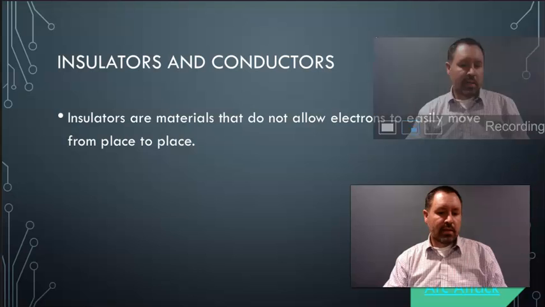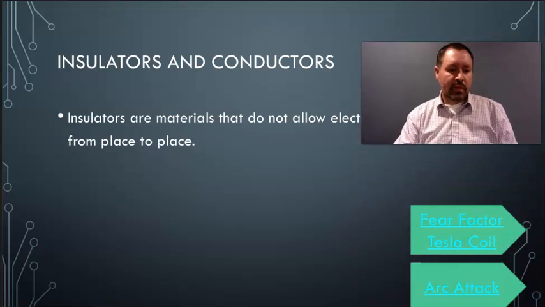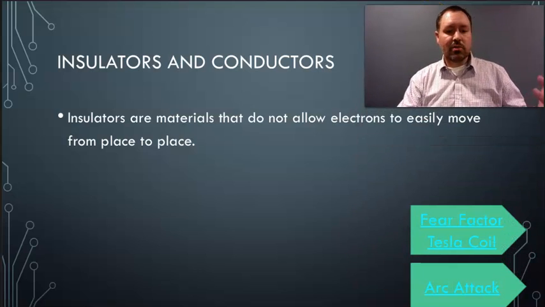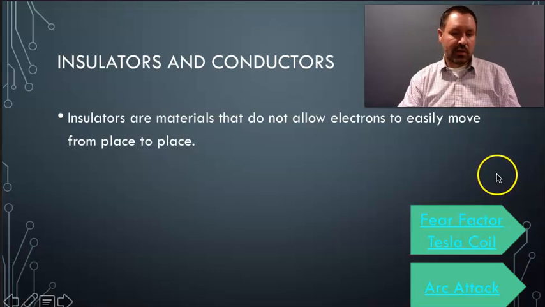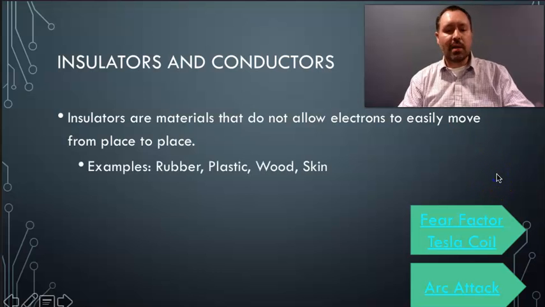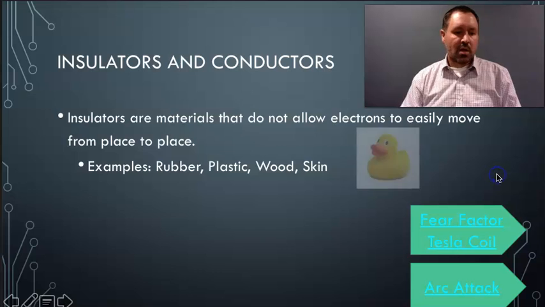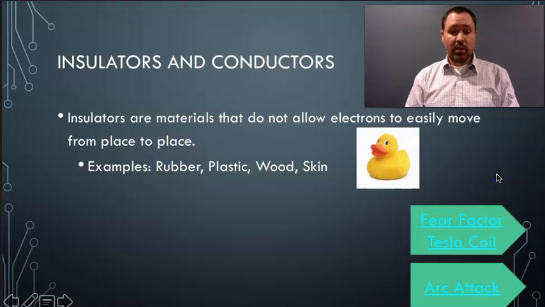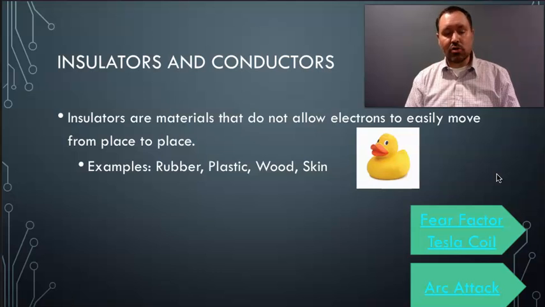So, insulators and conductors. Insulators are materials that do not allow electrons to move easily from place to place. Some examples of insulators would be things like rubber, plastic, wood, or skin. All those things are insulators. They do not allow electricity to move through them very easily.